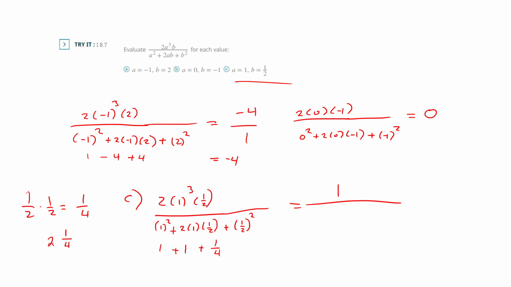And you remember how to change this back from a mixed number to an improper fraction. You do 4 times 2 is 8 plus the 1 is 9. So that entire denominator becomes 9/4.